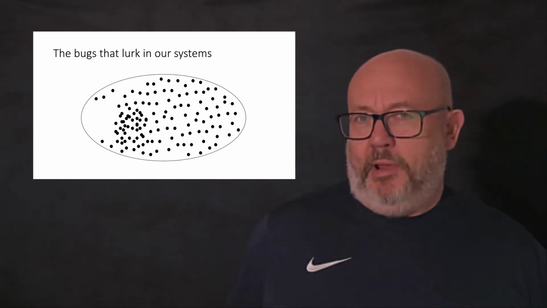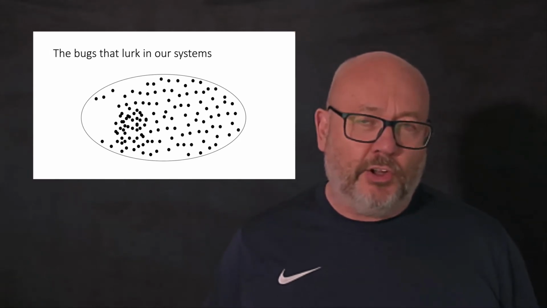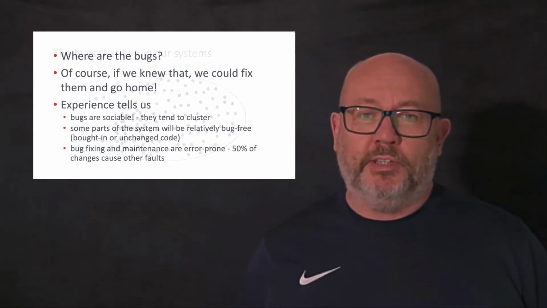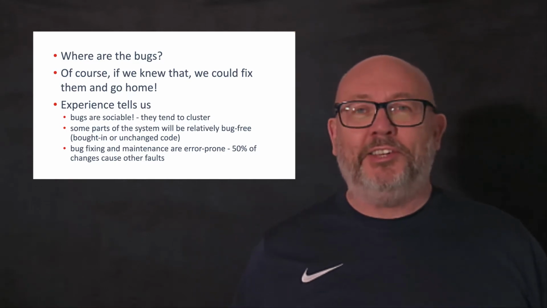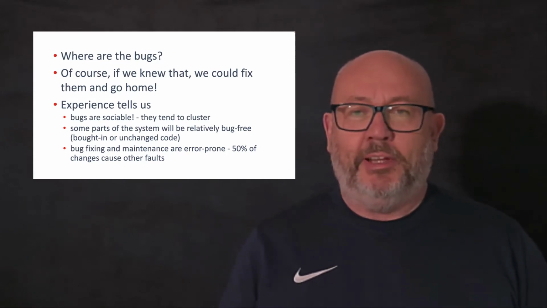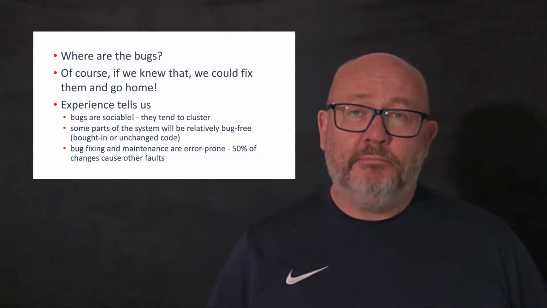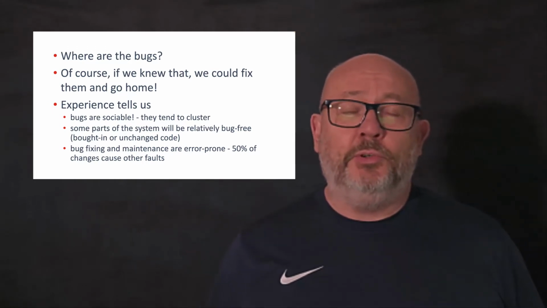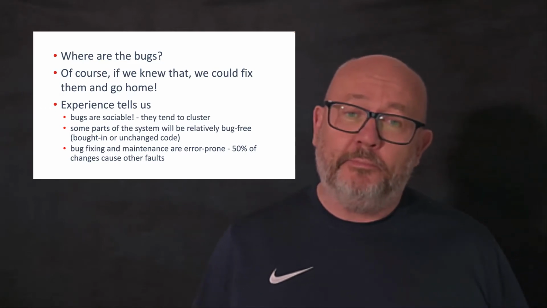Let's start from kind of basics and look at a system. This is an oval, which represents our system, and the black dots represent the bugs that lurk in our systems. Now, we don't know where those bugs are, of course. If we knew where the bugs were, we could just fix them and go home. But testing helps us to identify the location of bugs through simulating transactions on the system, and when we expose a failure of the system that fails in some way, we can ask the developers to investigate, diagnose, debug, fix those failures.